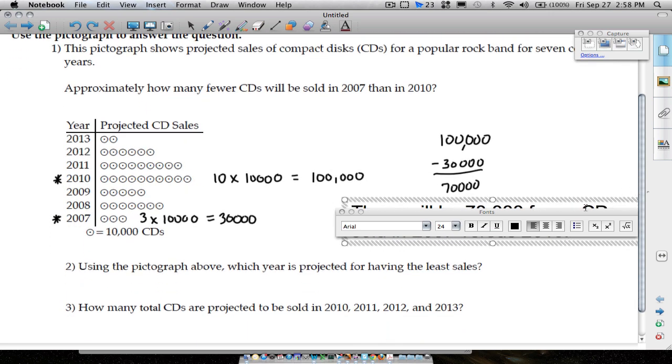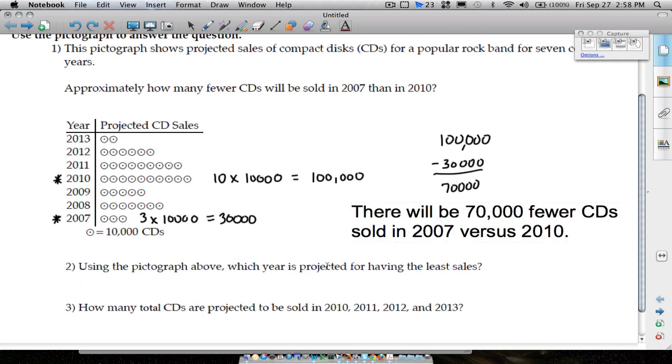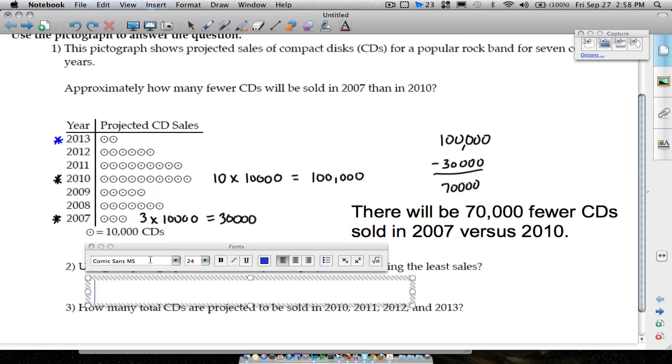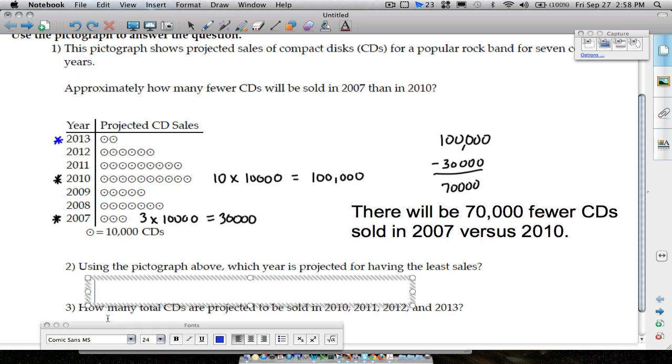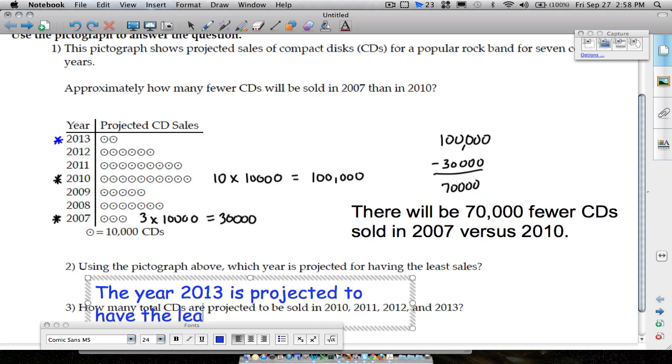Alright, so now number 2, using the pictograph above, which year is projected for having the least sales? Looking up here at the pictograph, you want to use the one that has the least number of CDs as a picture. So it's just asking for which year, and that year will be 2013. Notice all these other ones, we have more than 2 CDs in each picture. So for an answer there, we could say the year 2013 is projected to have the least sales.